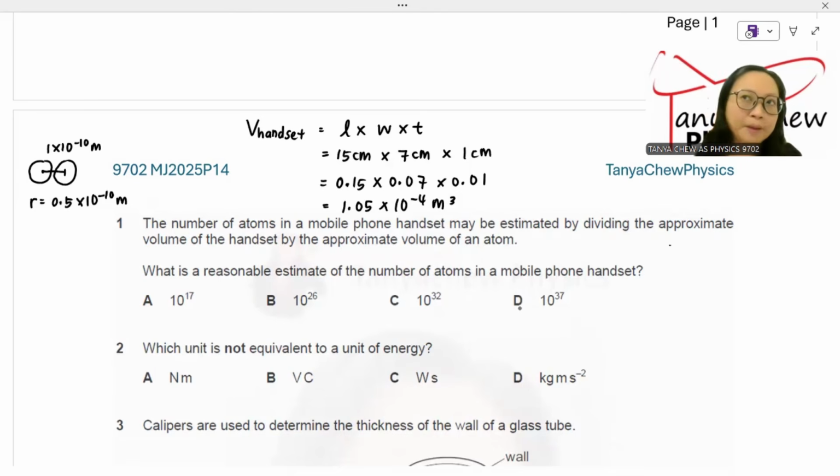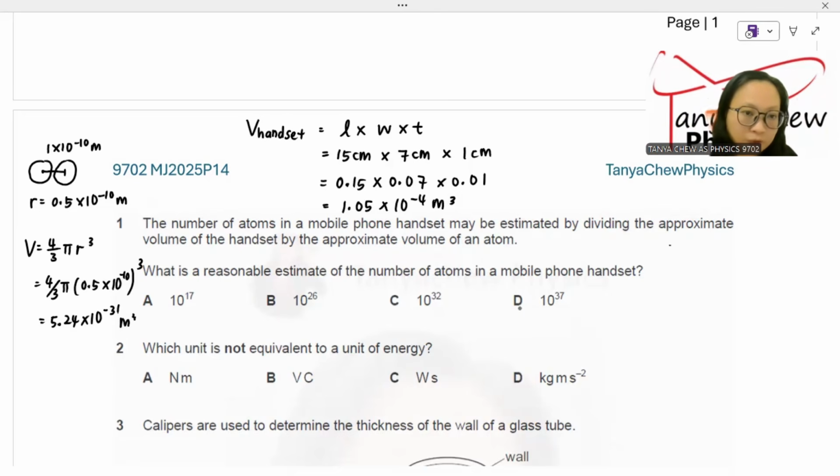Based on the kinetic theory of gases, because we want to simplify our calculation, I assume that the atom is a perfect sphere, a small sphere. So I find the volume of a sphere, 4 over 3 pi r cubed. This is equal to 4 over 3 pi times 0.5 times 10 to the power negative 10, but you have to cube it. And here I got 5.24 times 10 to the power of negative 31 meter cube.